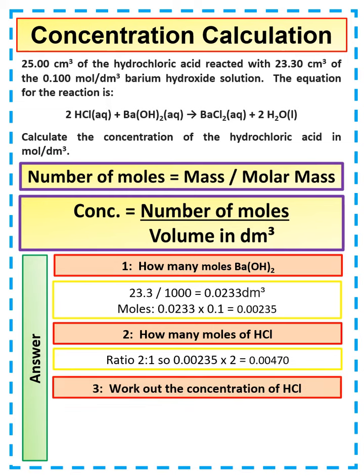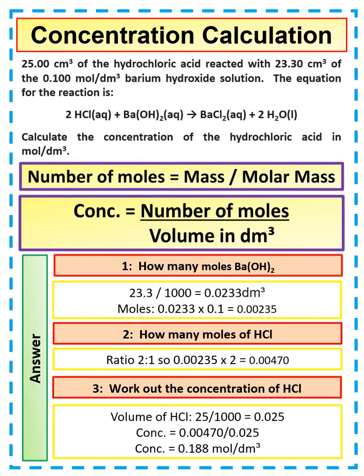So finally, we can go and work out the concentration of hydrochloric acid just using our equation. So we start off, we need to convert that 25 centimetres cubed into decimetres by dividing it by 1,000 to start off with. Then we just use our concentration calculation. So we use the number of moles, which we've worked out here, divided by the volume, which we've worked out from here, which gives us a final concentration of 0.118 moles per decimetre cubed.